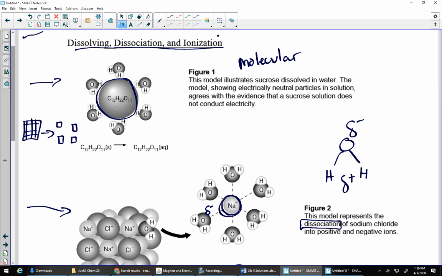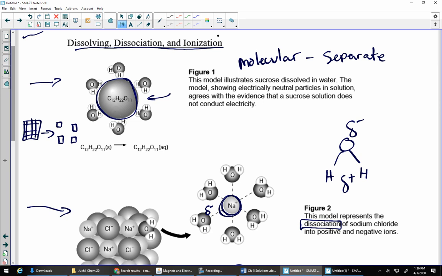And each individual molecule, that's what we see on this side over here, is now surrounded by those water molecules. So typically, molecular compounds, what we say is that they separate in water. So ionic compounds, if they're highly soluble, dissociate, whereas molecular compounds separate into individual molecules.